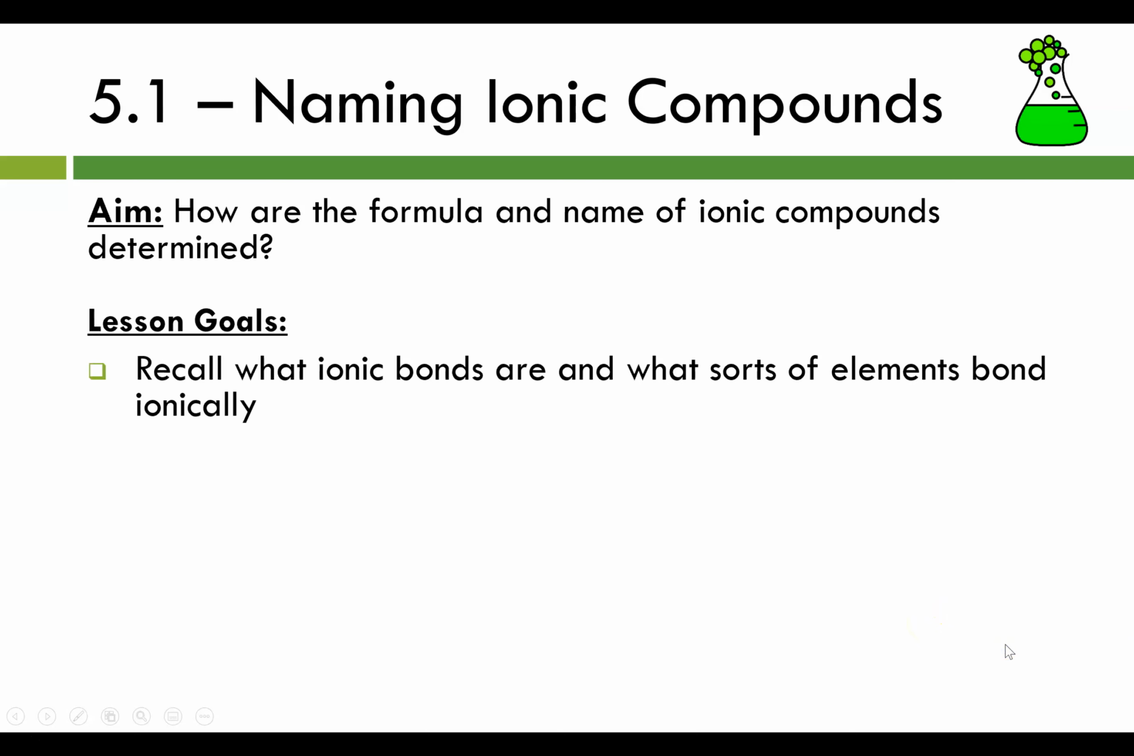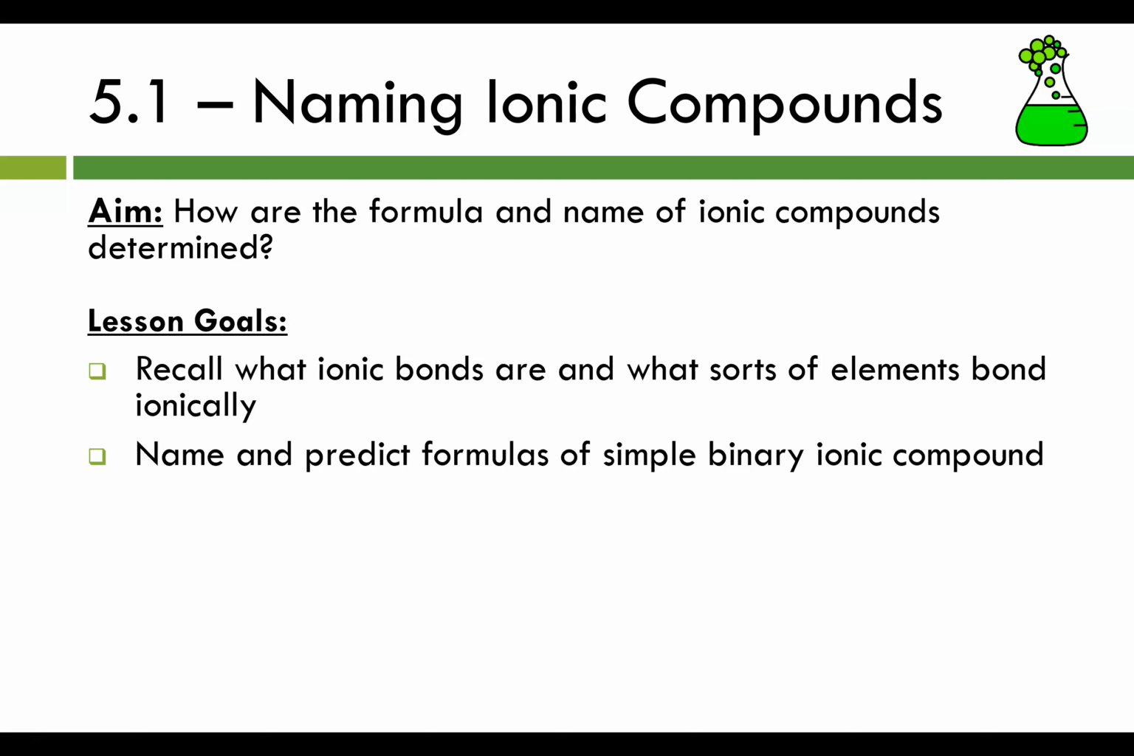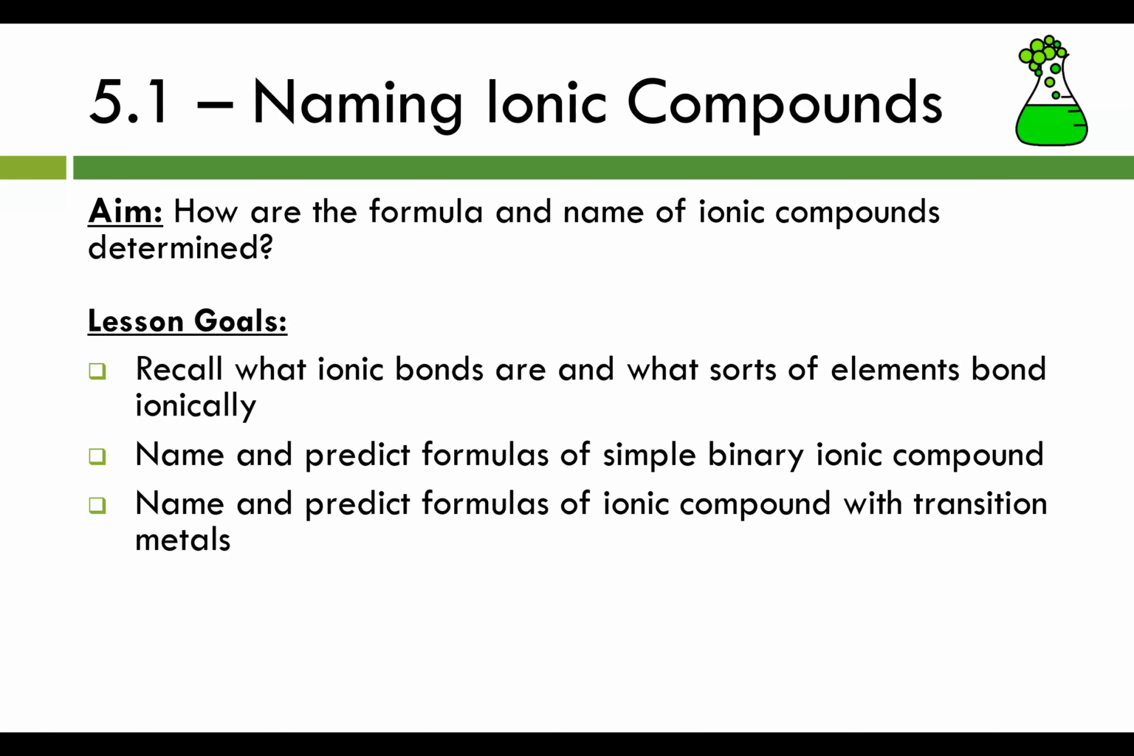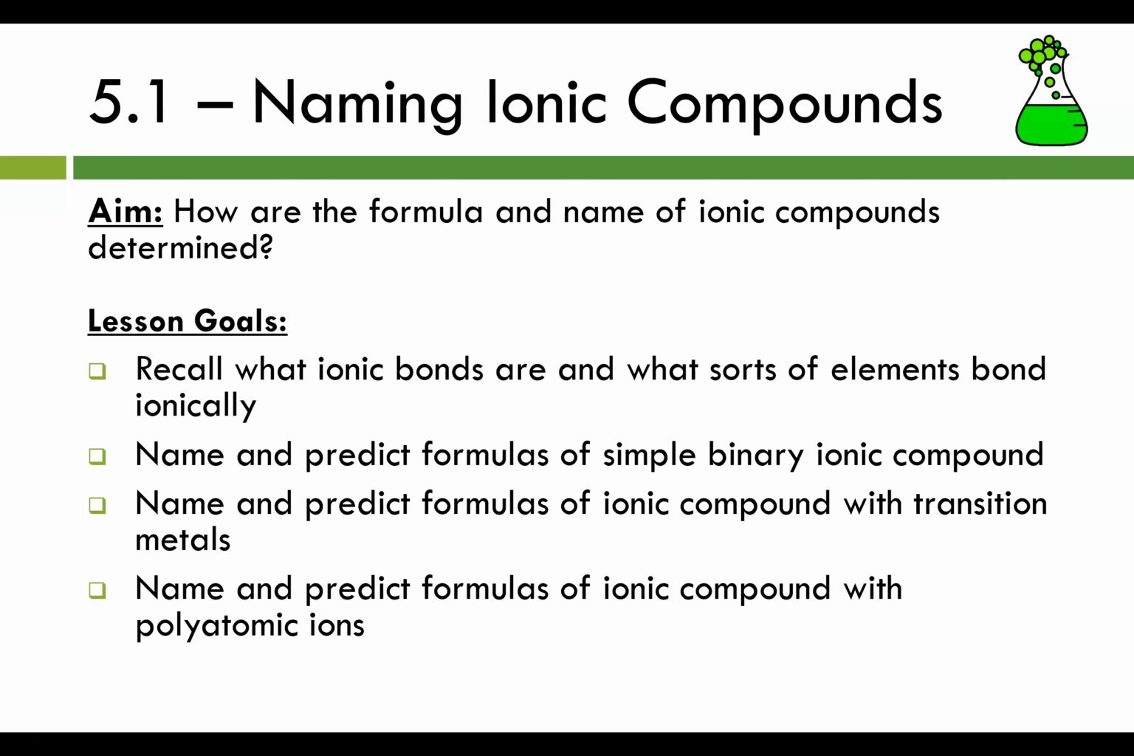Goals for today's lesson. First, we need to recall what ionic bonds are and what sorts of elements will bond ionically. Then we're really just going to focus on naming. We'll look at names and formulas of simple binary ionic compounds. We'll also look at ionic compounds with transition metals and ionic compounds with polyatomic ions. So all about naming. Everything in Unit 5 really requires a lot of practice. Conceptually, this is not a particularly difficult unit, neither is this a difficult topic, but it's going to take a lot of reps, a lot of practice for this to start coming kind of second nature.